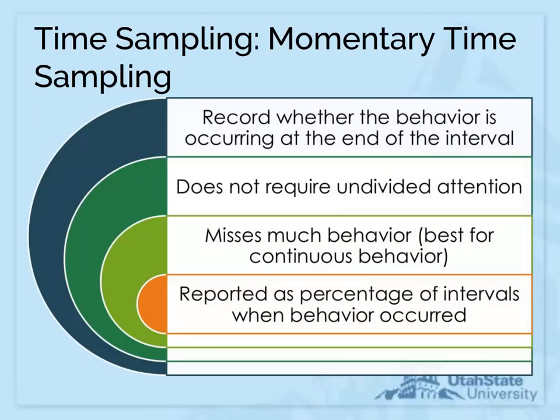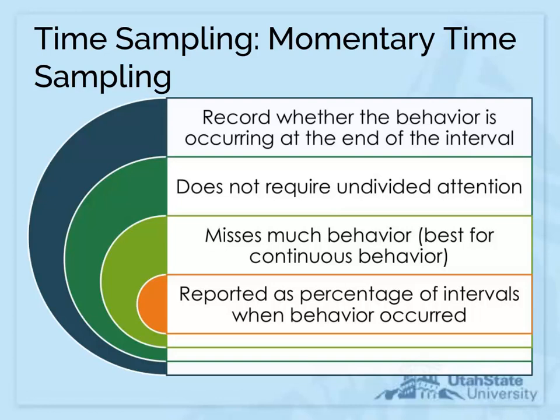A third way to use interval recording is using momentary time sampling. When using momentary time sampling, you simply only observe at the end of a predetermined interval. If that interval is 10 seconds long, you would be looking at your datasheet for almost the whole entirety of that 10 seconds, and just at the end you'd look up to assess whether that behavior is occurring or not at that moment in time. If the behavior is occurring, you mark that as a yes, or a 1. If the behavior is not occurring, you would not mark it, or you would mark it with a 0.